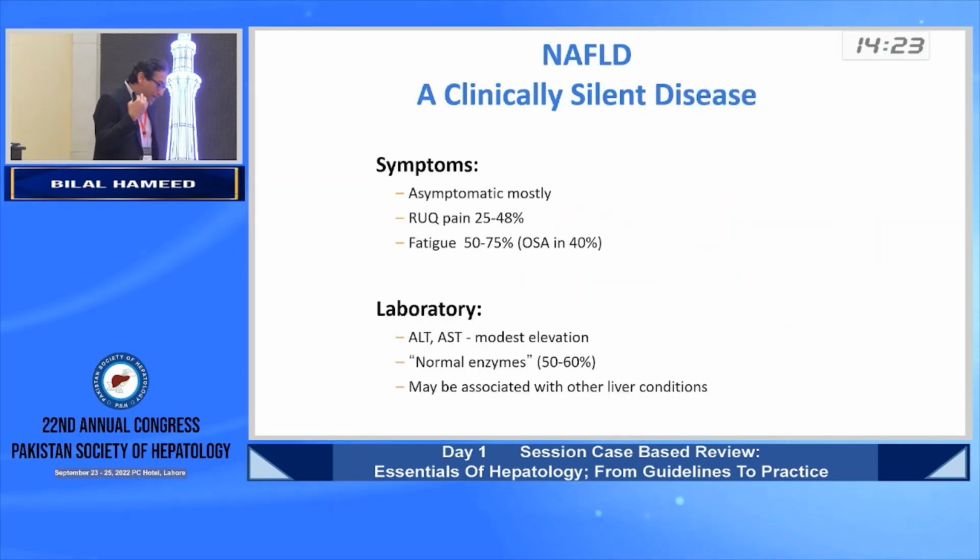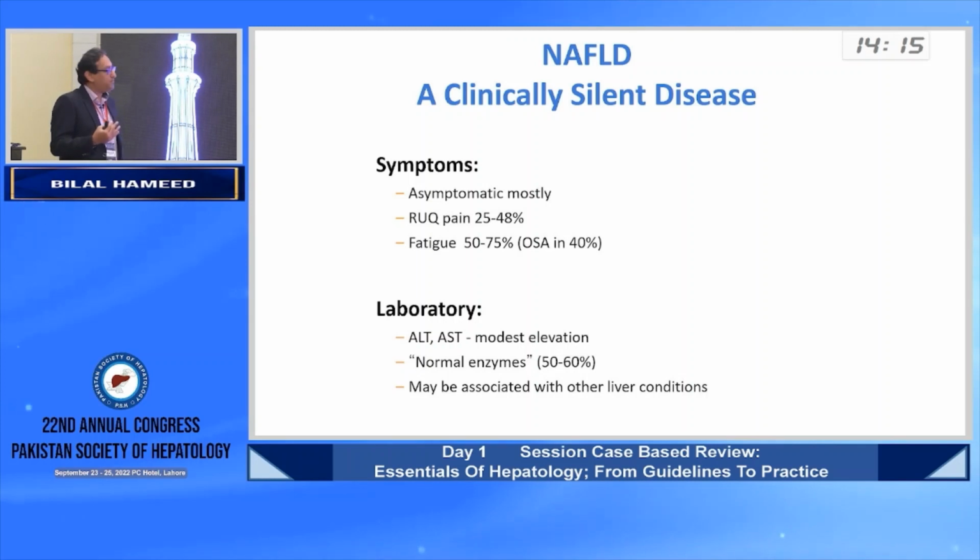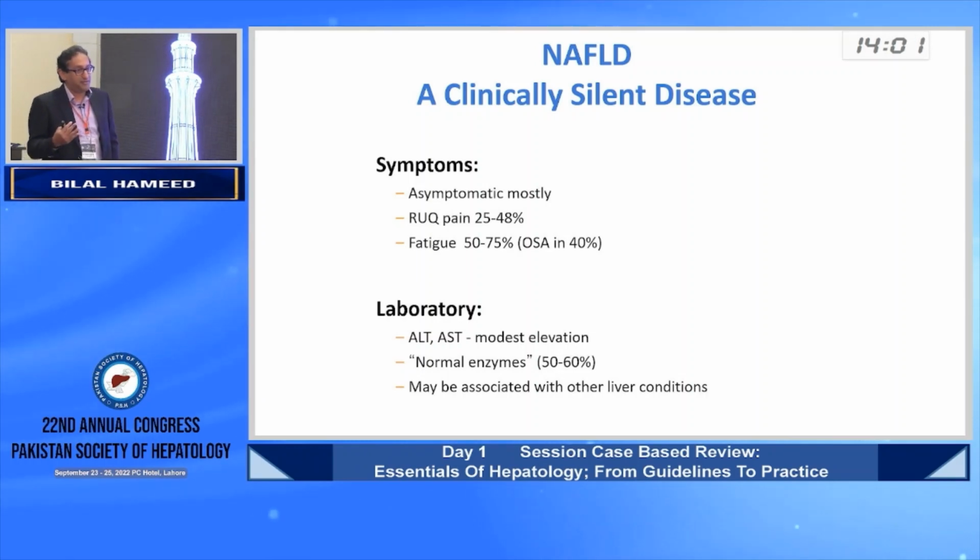So, as I mentioned earlier, NAFLD is a silent condition. The majority of patients that we see are asymptomatic. There are some patients who will have right upper quadrant pain, but fatigue is also very common, and sleep apnea, because of the chicken or egg thing, which one comes first, but like 40% will have sleep apnea. And ALT and AST may be completely normal in about 55 to 60%.